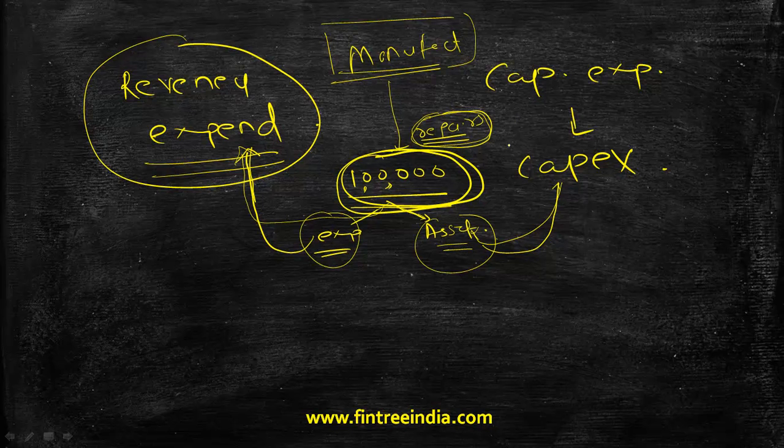But when I spend some money and the benefit is to be received over the period of the next 2 years, 3 years, 4 years, in that case, that expenditure would be called capital expenditure. And that is the reason why when we purchase an asset, that asset is shown on the balance sheet asset side, and the second effect is given by reducing cash.